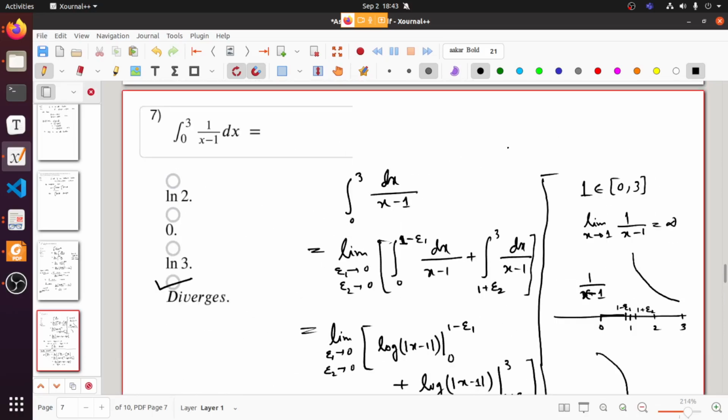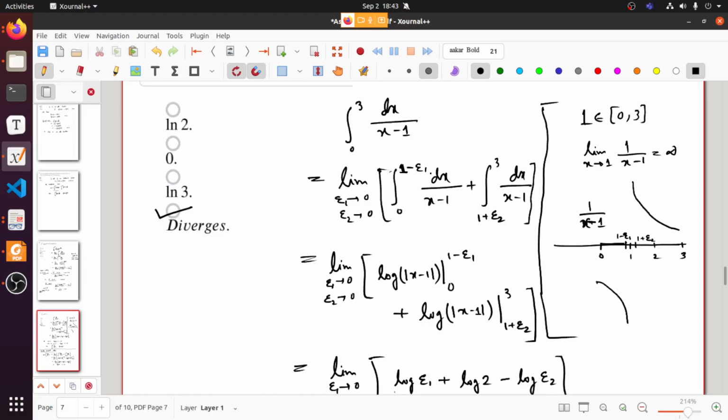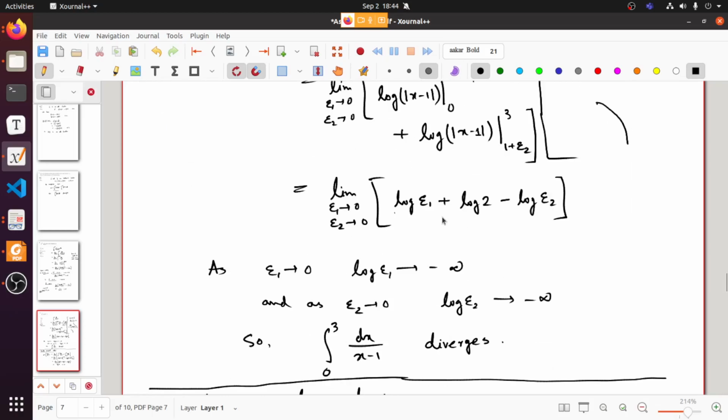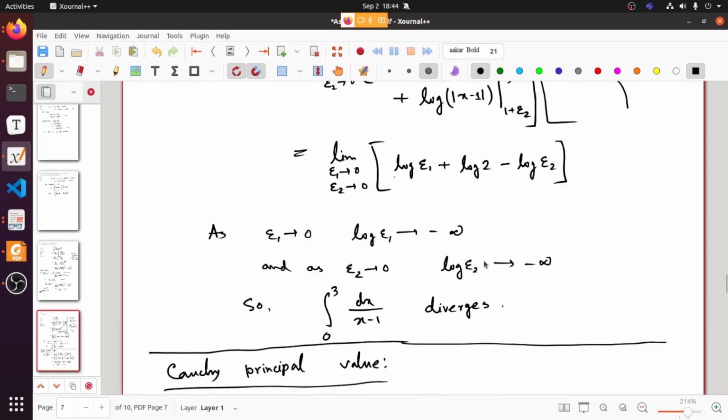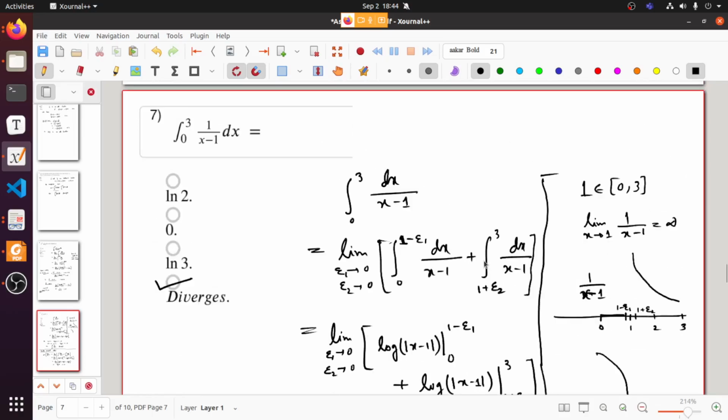But if you have to check only the convergence and divergence, you cannot take these epsilons to be the same. They may be different, right? Epsilon 1 and epsilon 2. So if you take them different, then we have seen that this integral diverges, right? So for this integral, a principal value exists, but in general it diverges.